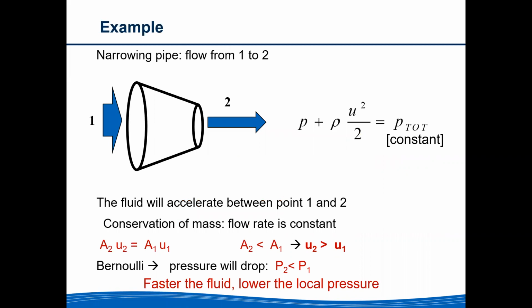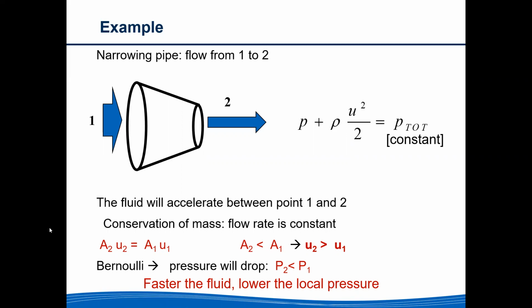So let's try an example here, narrowing the pipe. What we have here is a flow running through a pipe that gets narrower. So let's start to analyze a little bit. The fluid will accelerate between point 1 and point 2. Why this? First, an important equation is the conservation of mass. The flow rate through this narrowing pipe is constant. This means that the flow rate at point 1 is equal to the flow rate at point 2.